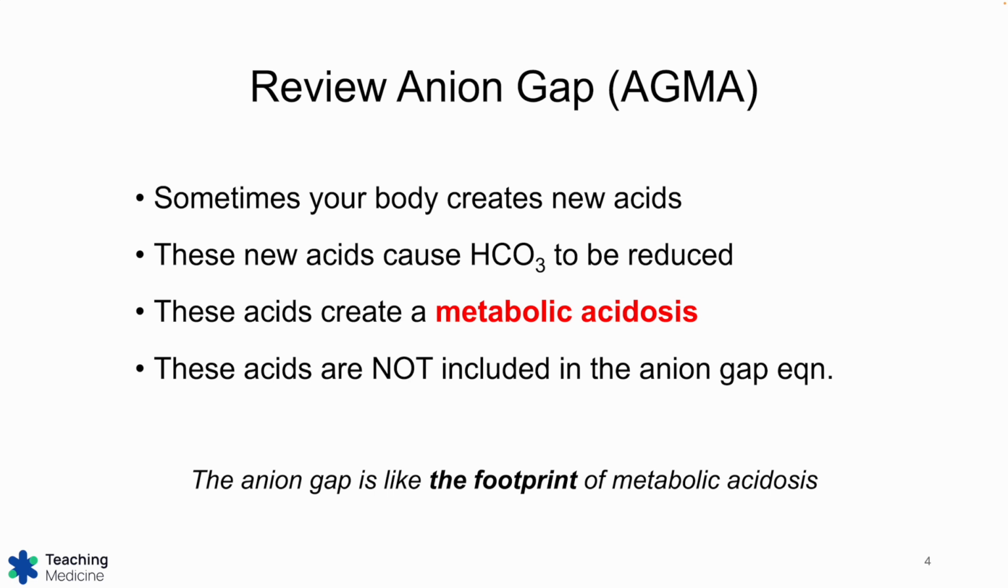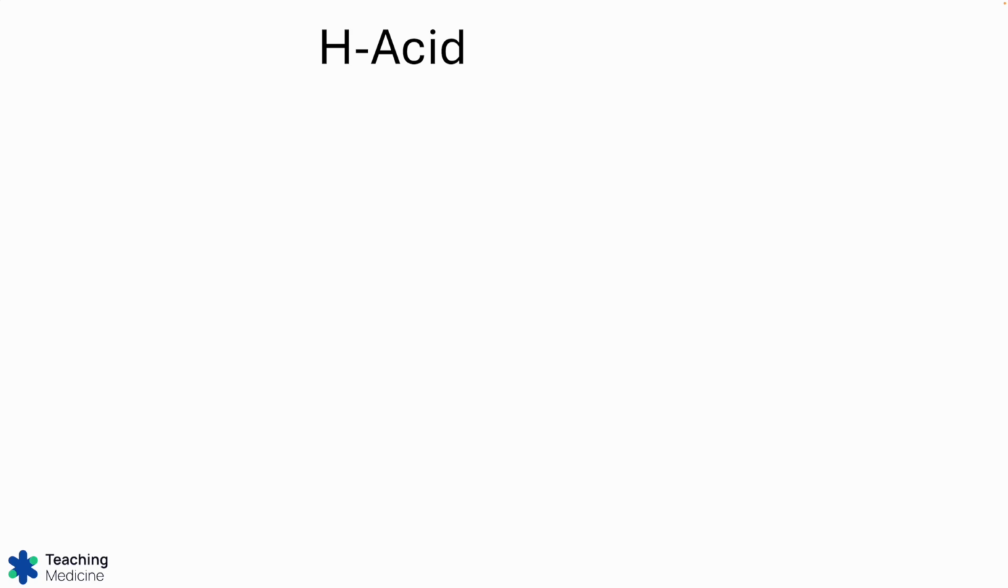So just to review, this is anion gap metabolic acidosis. We have new acids added to the blood, which reduces the bicarb and creates a metabolic acidosis with an anion gap, because these new acids are not included in the equation. And the anion gap is like a footprint of the metabolic acidosis.